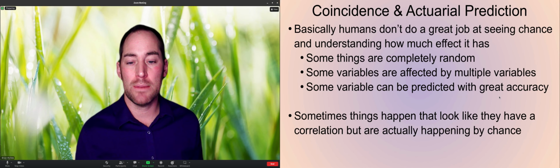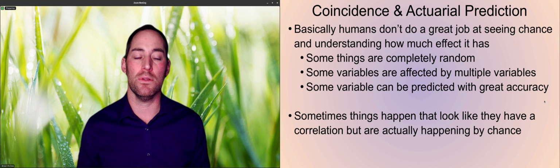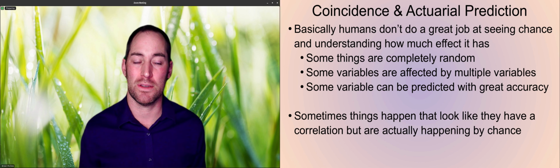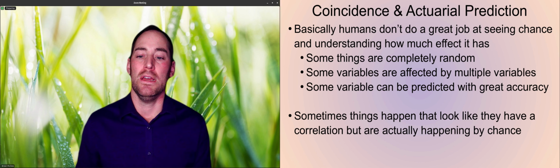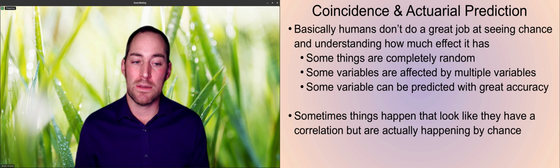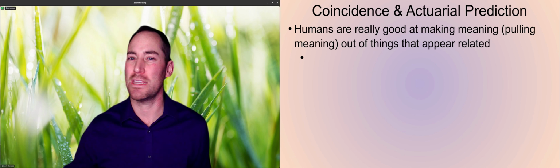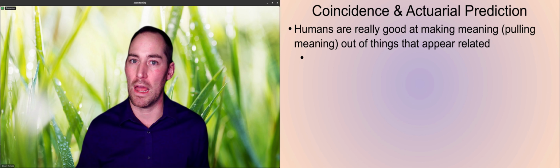So, sometimes a thing might happen that looks like it's correlated, but it might have just been chance, right? So that's something to consider. Yes, we need to understand that we as humans, we do a really good job at finding things that seem to be connected to one another. It doesn't necessarily mean they are. That's why we need to do good testing to make sure that these variables actually are correlated and it's not just happening by chance. So humans are very, very good at making meaning out of things. So basically pulling meaning out of things that appear random.